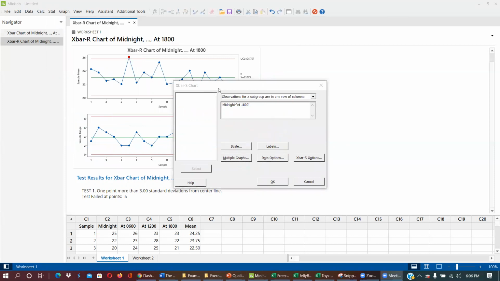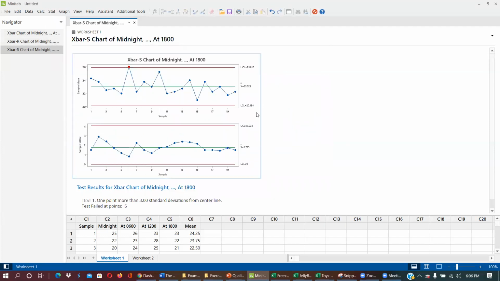So X bar and S chart. Look into that. The variance, or the standard deviation, is not very much in control. This is well controlled. However, the process mean is not in control, for exactly the same reason. So this is X bar, and this is basically what we can understand.